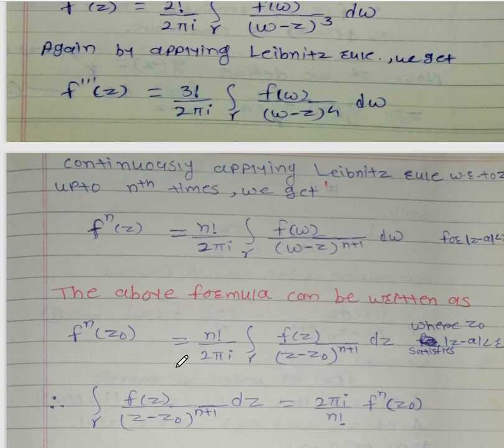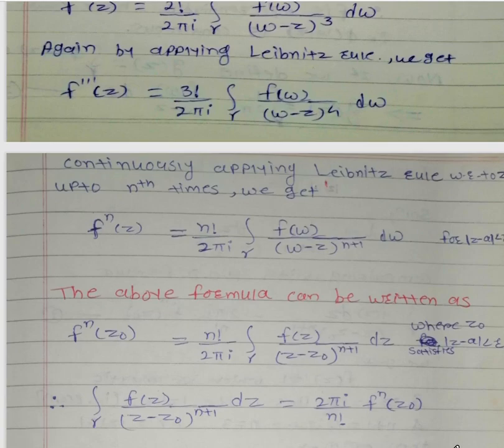2 pi i upon n factorial f n of z0, by multiplying by 2 pi i and dividing by n factorial. So the Cauchy higher order derivative formula can be written in this form. This form is very important when you are going to solve problems. At that time you have to use this second formula. This second formula is easy to understand and use for solving Cauchy higher order derivative formula problems.